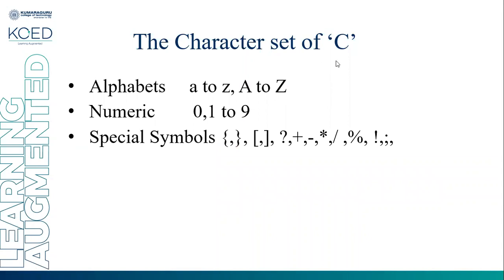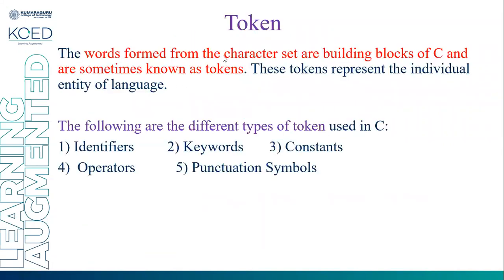The character set of C. Alphabets are the small letters a to z and capital letters A to Z. The numerics 0, 1 up to 9. Special symbols: open curly brace, close curly brace, open square bracket, close square bracket, question mark, plus, minus, asterisk symbol, slash, percentage symbol, exclamation, dot, comma, and so on.